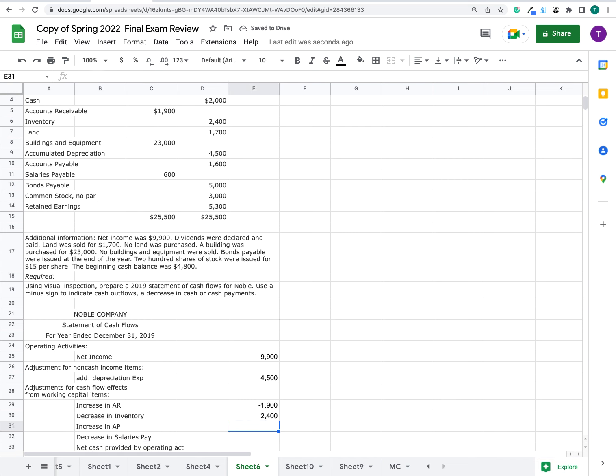And these ones, the liabilities follow the description. So if we're saying an increase in accounts payable, then we transfer that over as a positive. And if we're saying a decrease, then we subtract that.